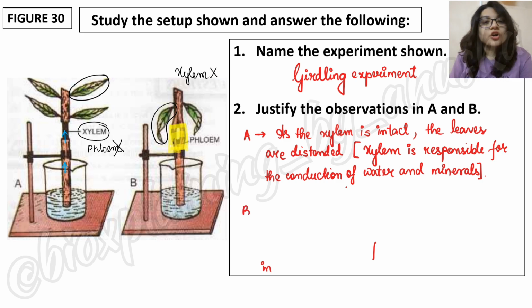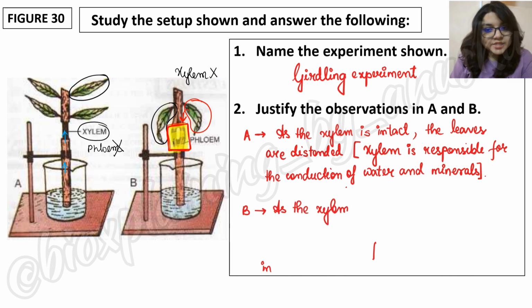Now in case of your B setup, xylem is not there, phloem is there. So common sense, water transport will not occur properly, so leaves will droop down. Food and food materials will be transported, right? We know the leaves are the kitchen of the plant. Photosynthesis will take place, so from here the food is going to come down. And at this portion you have removed the phloem, so all the food material will be accumulated at this portion. Hence the swelling.